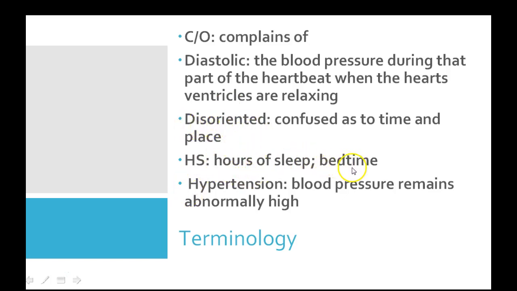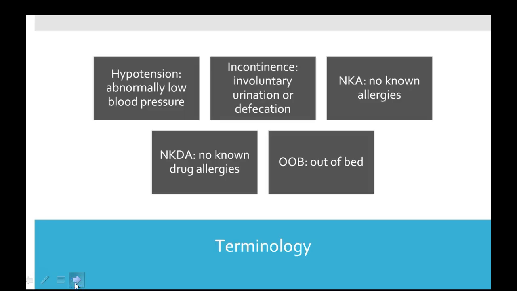HS, hours of sleep, basically bedtime. The doctor might write, patient needs, please have a meal at HS, bedtime. Hypertension, blood pressure remains abnormally high. Normally there are 3 checks to diagnose the patient with hypertension. Hypotension, abnormally low blood pressure. Incontinence, involuntary urination or defecation. So that means they don't have any control, and unfortunately they have accidents. No known allergies, NKA. And over here is NKDA, no known drug allergies.